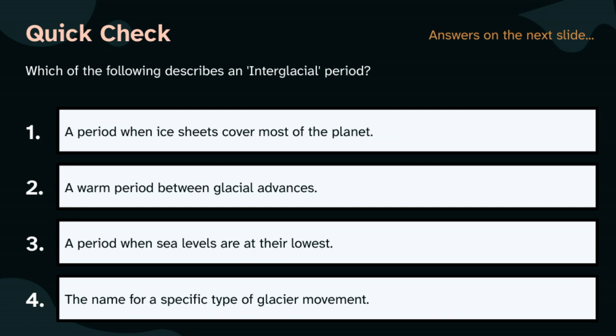Choose your answer now. The correct answer is option 2, a warm period between glacial advances. Option 1 describes a glacial period, not an interglacial. Option 3 is also linked to glacial periods, because sea levels are lowest when more water is stored as ice. Option 4 is incorrect because interglacial is a climate stage, not a type of glacier movement. So remember, interglacial equals warmer period between glacials.